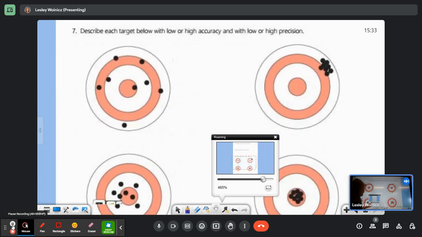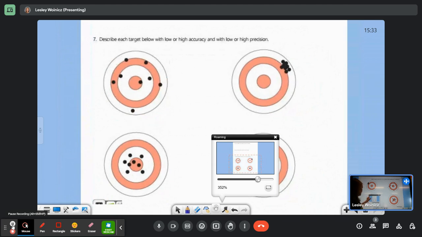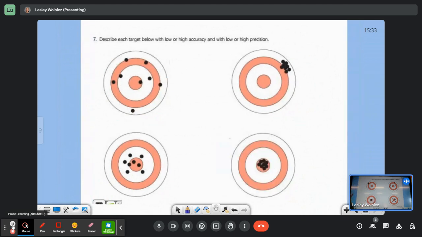All right. Last one. I think everybody should be able to do this on their own or in pairs. I want you to describe each target below as either low or high accuracy and low or high precision. So if you haven't done it, do it right now. Go. All right, what did you guys say for this one?